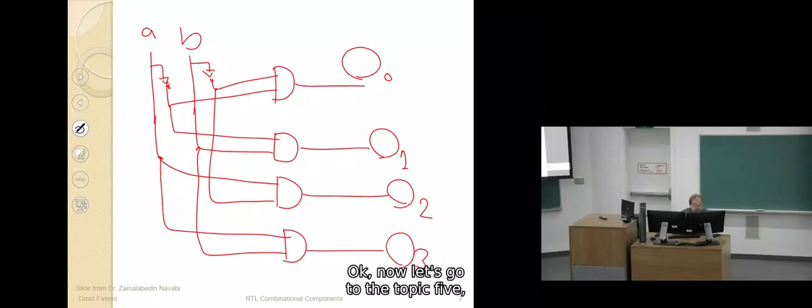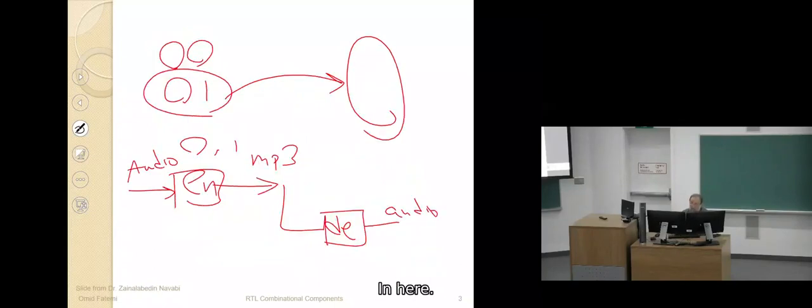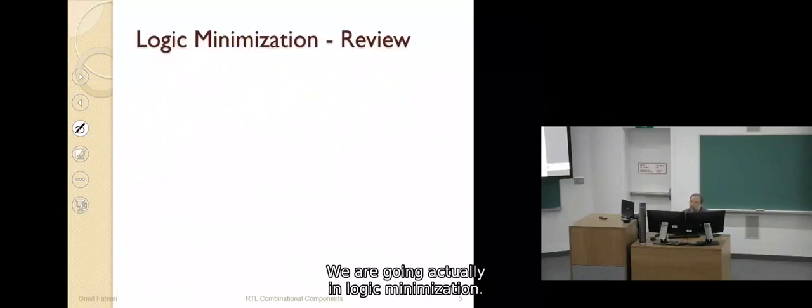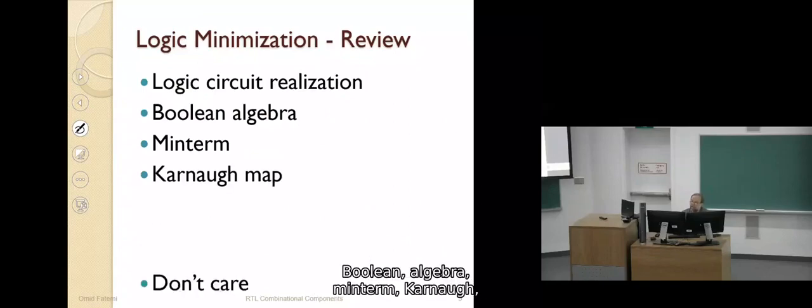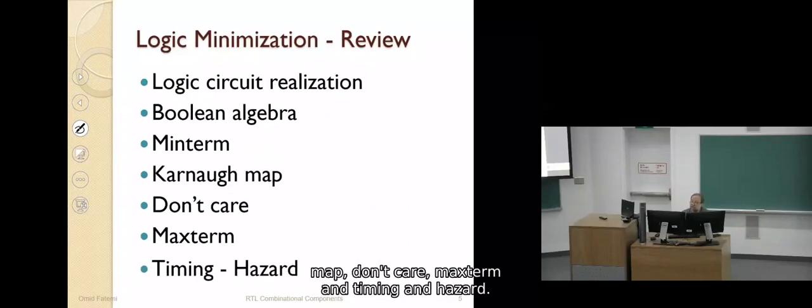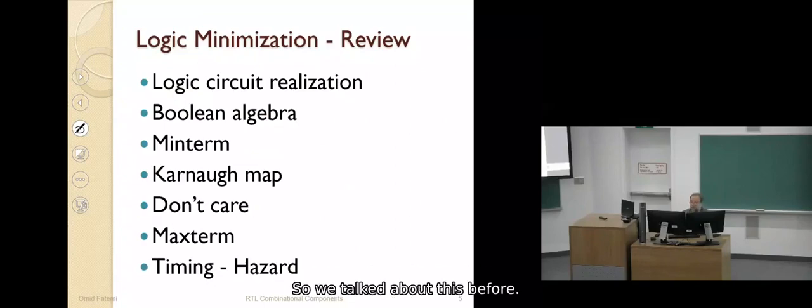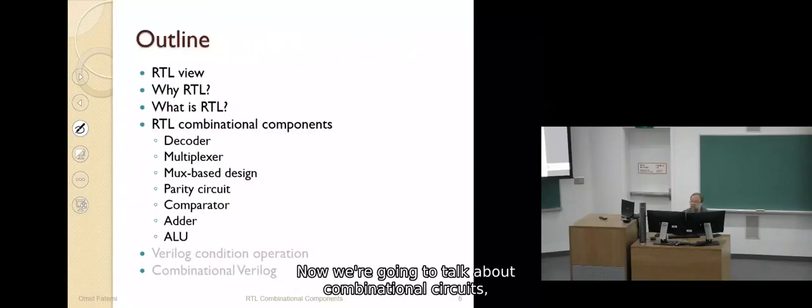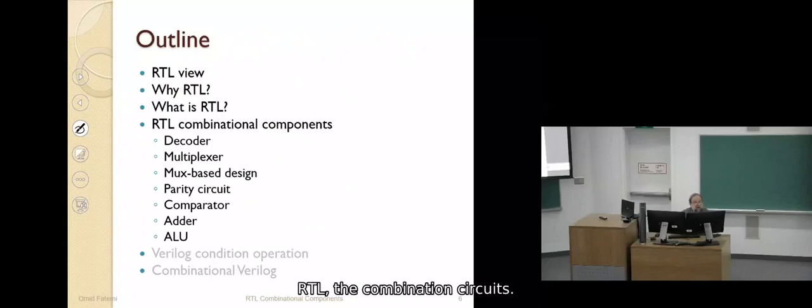Okay. Now let's go to topic 5, which is somehow related to this. In logic minimization, we reviewed logic circuitry, Boolean algebra, min-term, Karnaugh map, don't care, max term, and timing and hazard. So we talked about these before. Now we are going to talk about combinational circuits, RTL combinational circuits. So what does it mean?